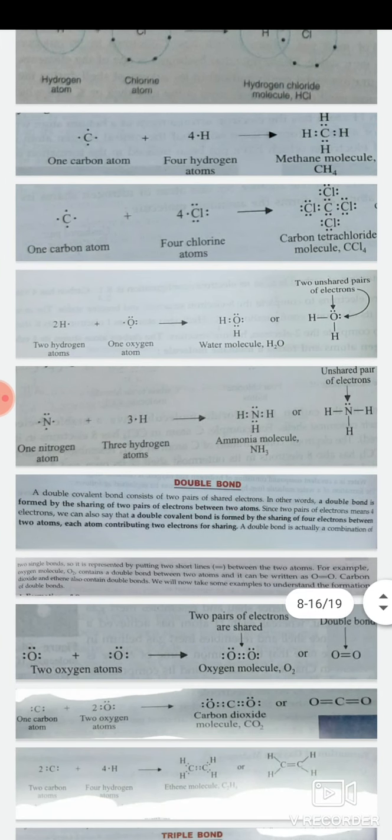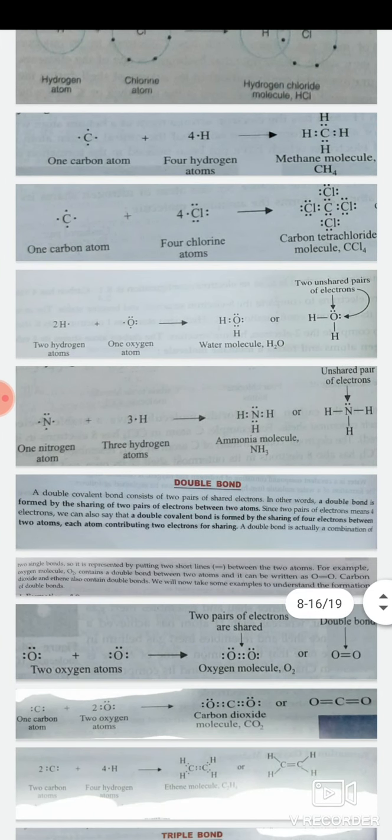Next is carbon tetrachloride. In carbon tetrachloride, again there are 4 sides surrounded by carbon and 4 chlorine atoms are there. Each chlorine atom needs 1 electron, right? So it shares 1 electron with carbon, and this way each chlorine atom completes 8 electrons, the octet gets completed, and carbon also completes its octet by sharing electrons.